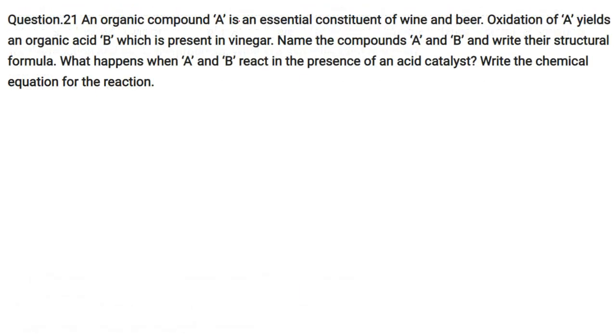An organic compound A is an essential constituent of wine and beer. Oxidation of A yields an organic acid B, which is present in vinegar. Name the compounds A and B and write their structural formula. What happens when A and B react in the presence of an acid catalyst? Write the chemical equation for the reaction.